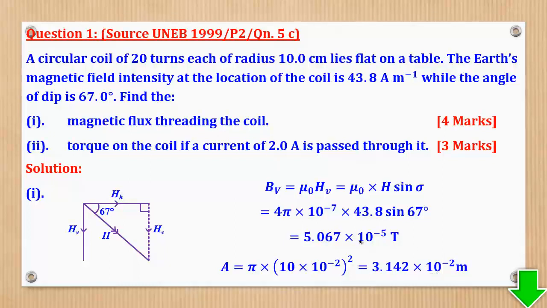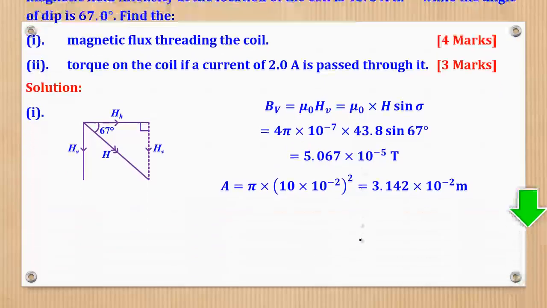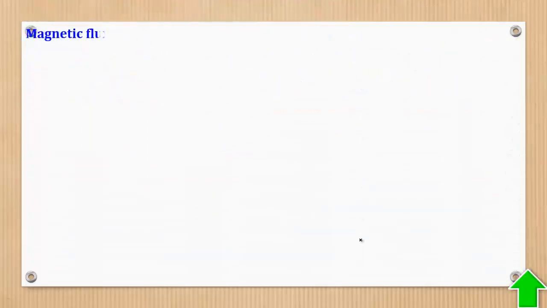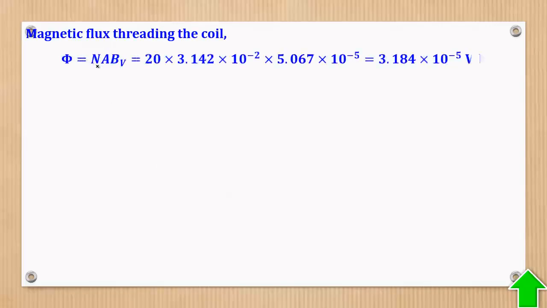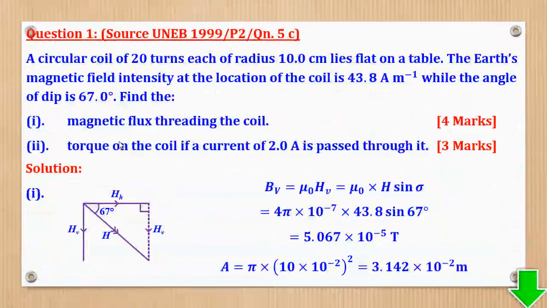But remember, they asked for magnetic flux, and remember magnetic flux is what? Magnetic flux linkage is NAB and the B is BV. So substitute number of turns, cross area, and BV to give you that as the flux linkage. Then Roman 2, they wanted the torque on the coil if a current of 2 ampere is passed through it.